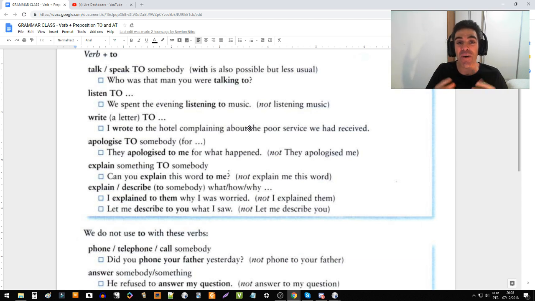Write a letter to. I wrote a letter to the hotel complaining about the poor service we had received. Or I wrote to the hotel complaining about the poor service we had received. So you write something to somebody. Oh, I wrote a note to my mother saying that I was going to the supermarket and I would come back much later, for example. So you write to.